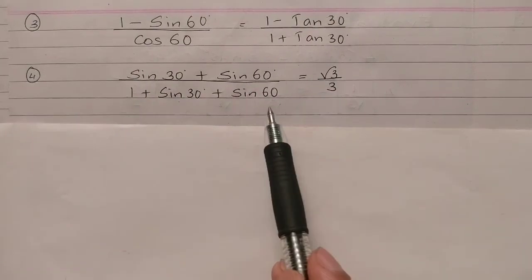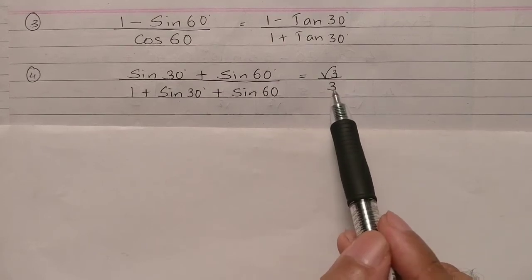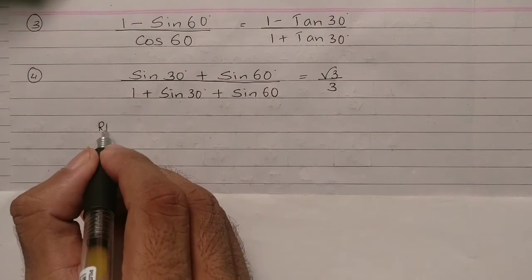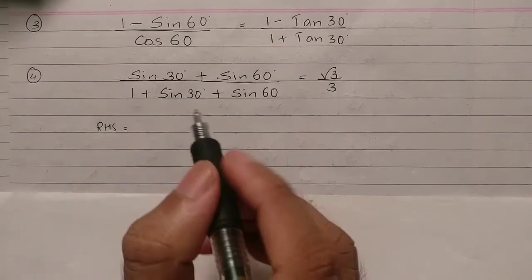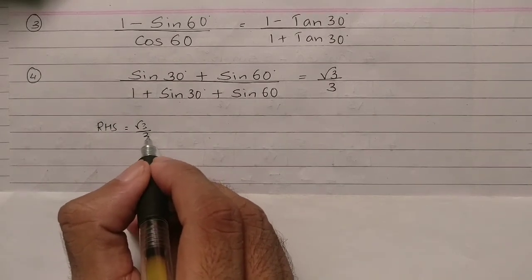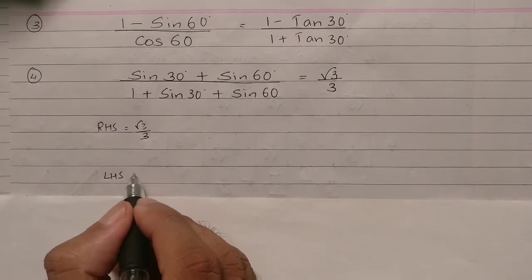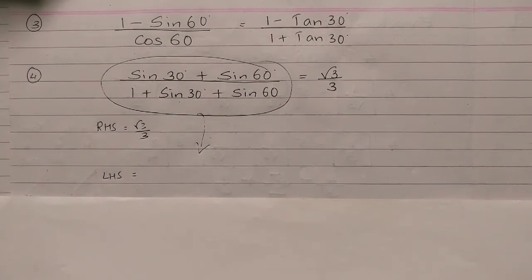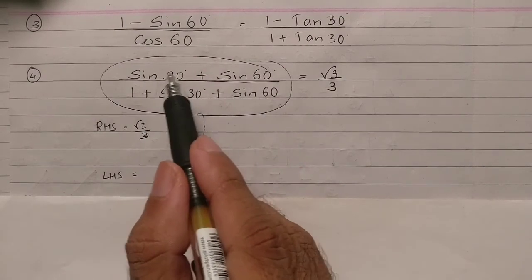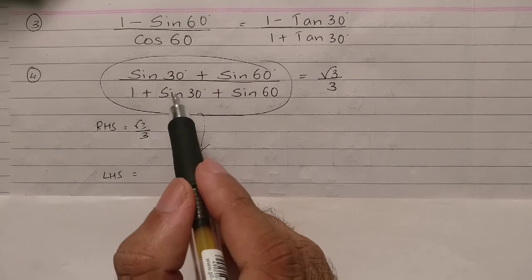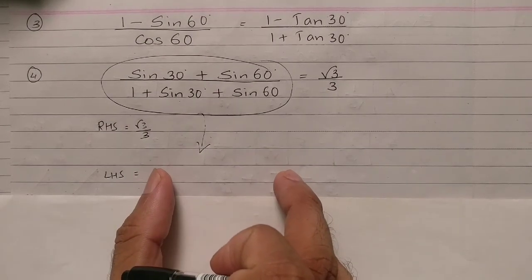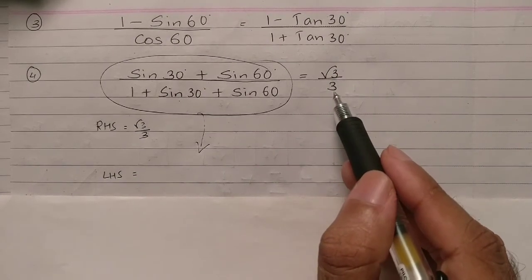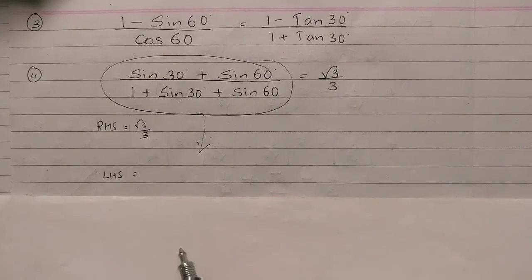Over here, all I will do is, now the right hand side is root 3 upon 3. So I will start by writing this problem as RHS is equal to root 3 upon 3. Keep it as it is, and LHS is equal to, I'll write this entire part over here. Okay, and I'll substitute values of sin 30, sin 60, one number, sin 30 and sin 60. Solve this part and make sure that after solving you get this as the answer. And if you got that, then you will write LHS is equal to RHS.